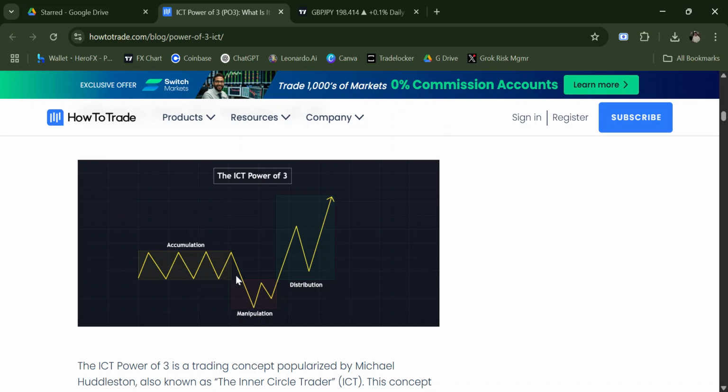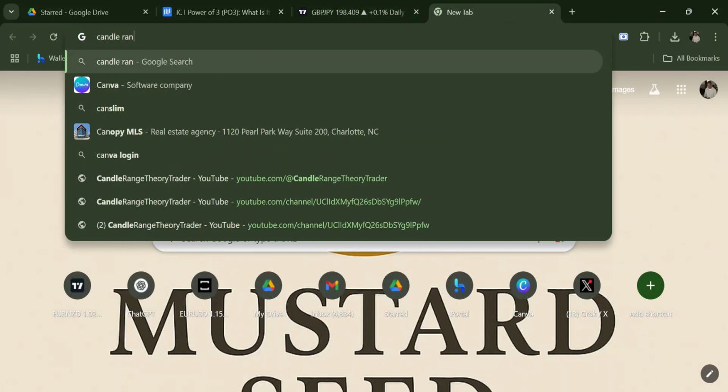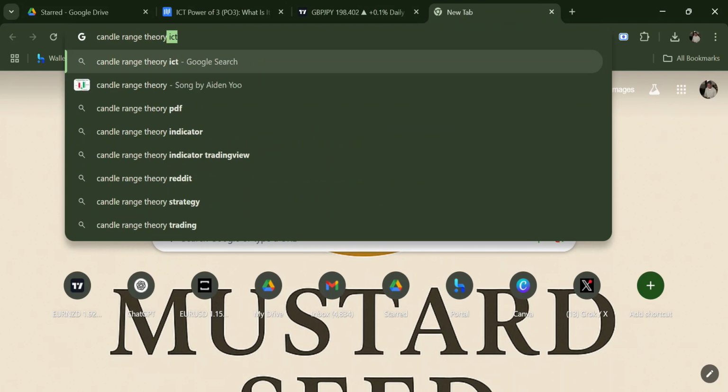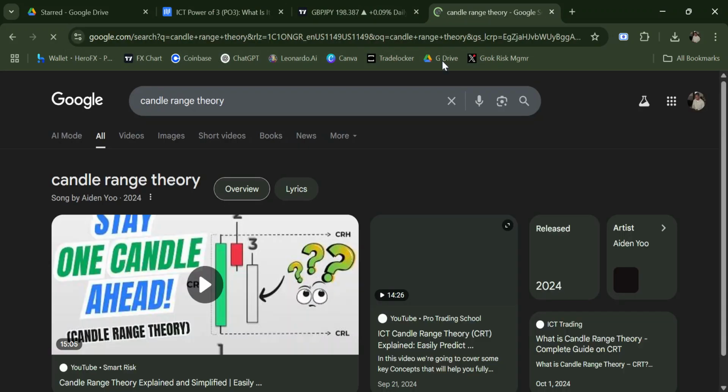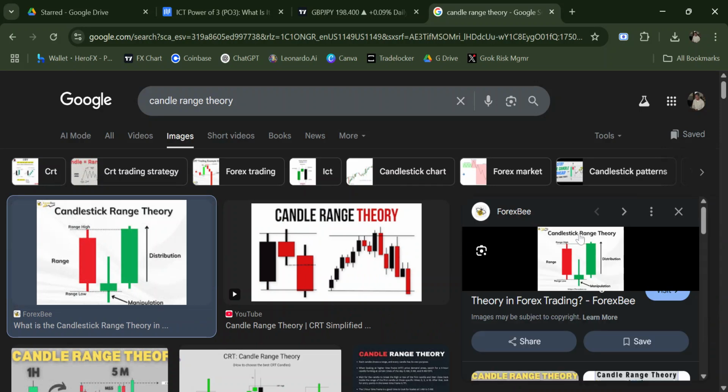Same thing in reverse. Accumulation, that'll manipulate above this range and then distribute down, which is the real move, the real trend of the day or the time period, etc. So here's the trick. Now let's compare that to the candle range theory, because ultimately, it's really the same thing. So if I go to the candle range theory, what do we notice? We just look at this one image right here.